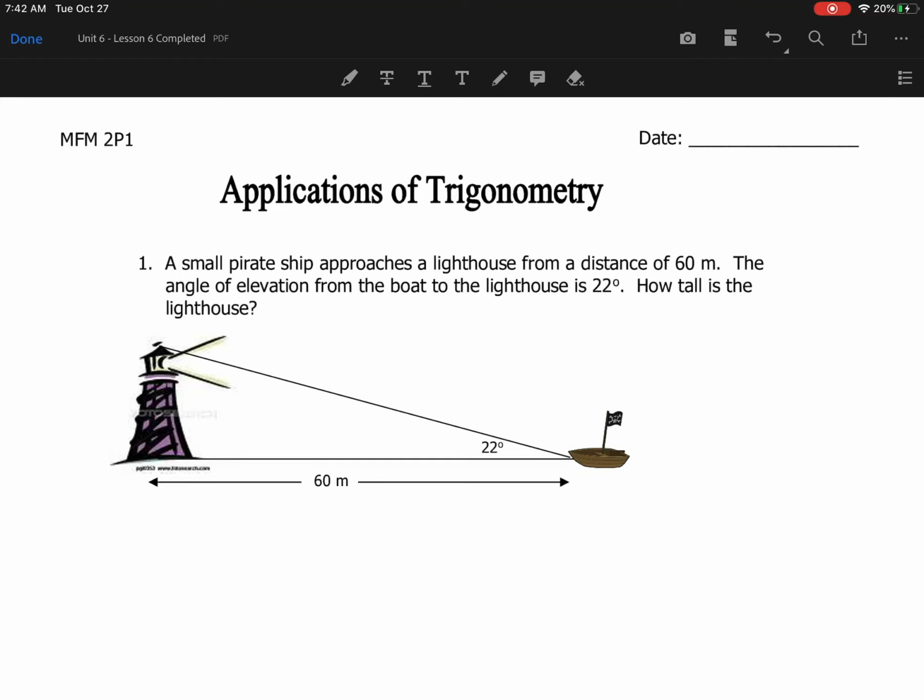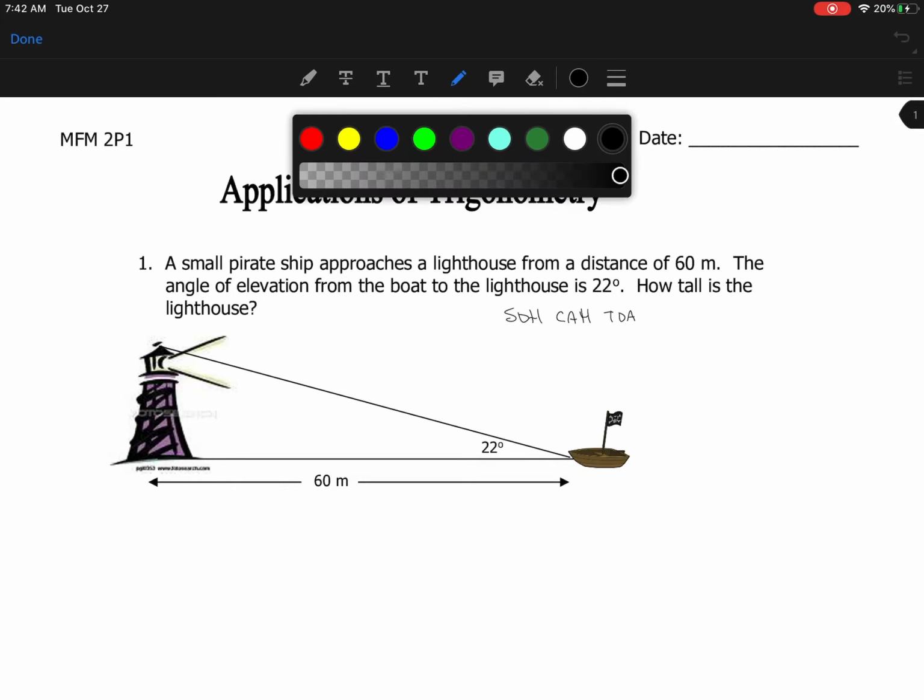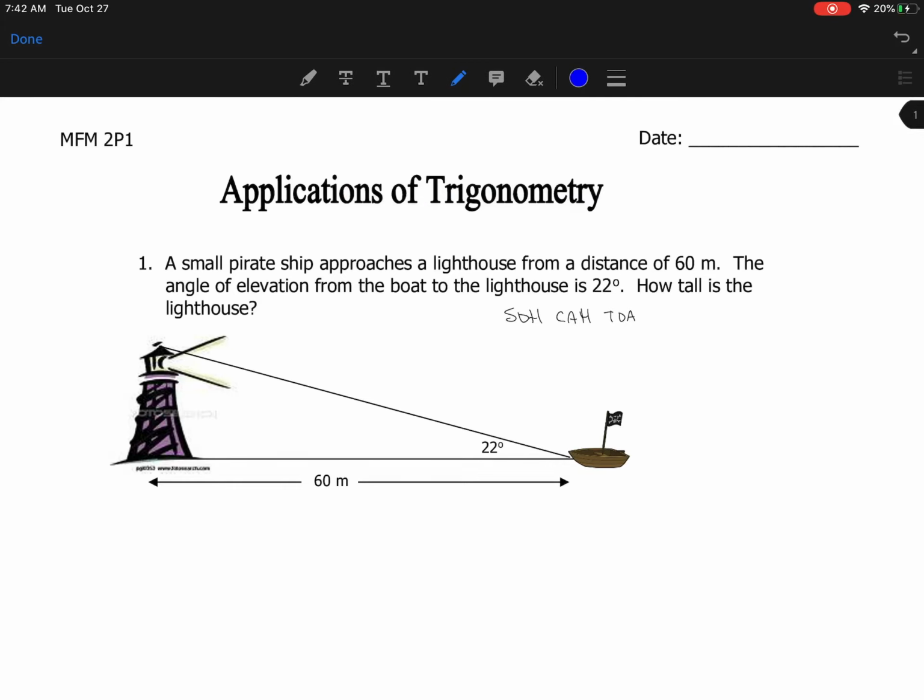All right, today is our sixth and final lesson of our Unit 6. So look at this. We're getting to the end. We're almost there. And we're going to be doing our applications of trigonometry. All right, so we have some word problems. We're going to work our way through our word problems using our trig ratios, which again, if you forgot, are SOHCAHTOA.